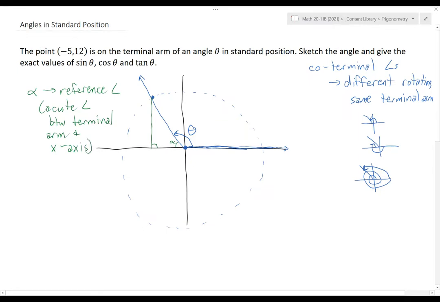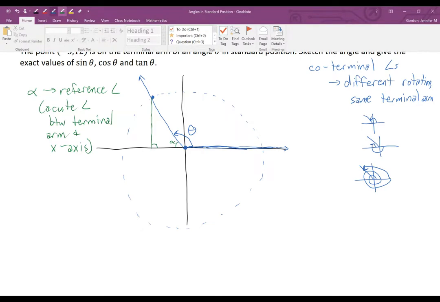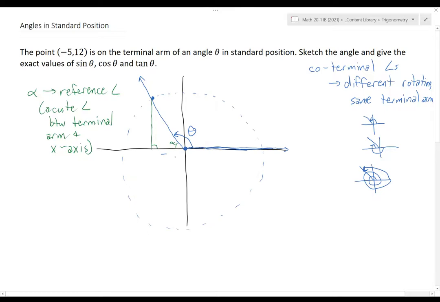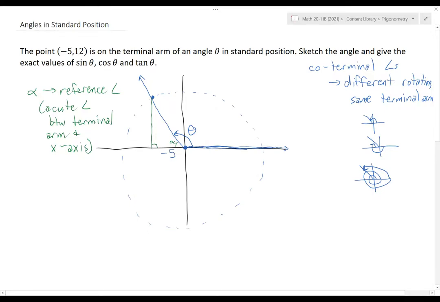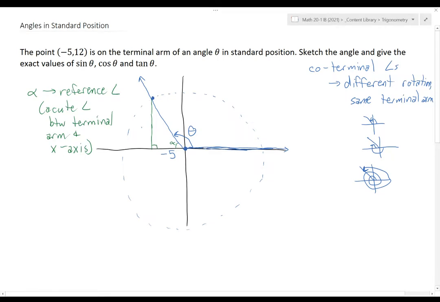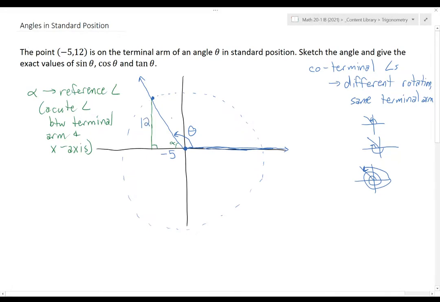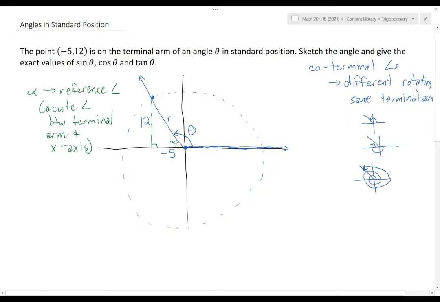Now what we do is we allow sides of this reference triangle to be negative depending on the quadrant that we find ourselves in. In this case, we have a terminal arm in the second quadrant where x values are negative. So we're going to consider that this adjacent side of the triangle, the side that's adjacent to alpha, the reference angle, has a length of -5. It's not really a length, but we're going to call it that. And the opposite side is going to have a length of +12. This hypotenuse I'm going to call r to indicate that it's the radius of the circle that is being formed by this rotation. And we can find r by using the Pythagorean theorem.